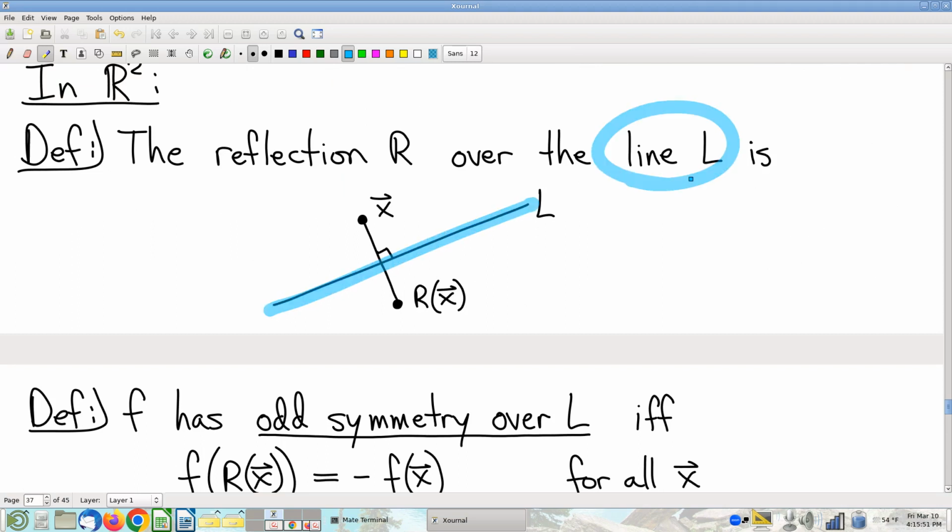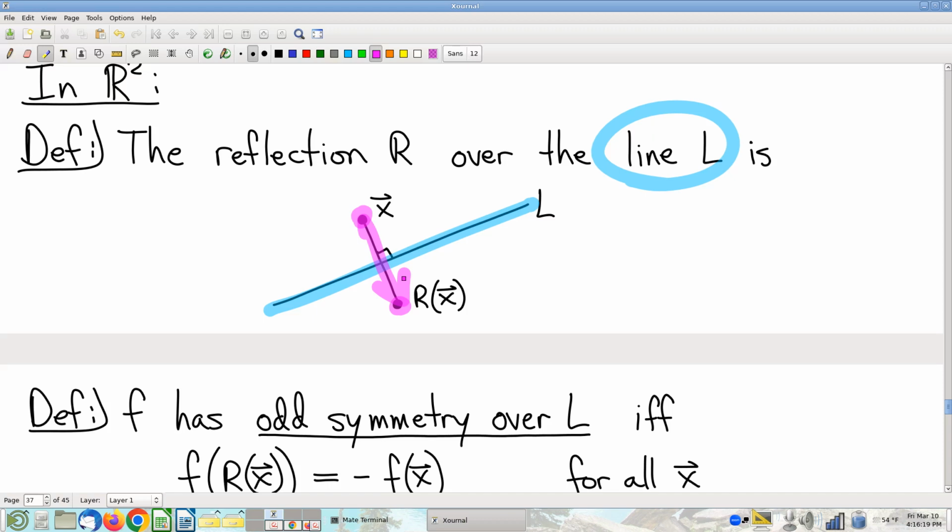And what does it look like to reflect over a line? Well, if you have a point here, that point sees its reflection right there. So the act of reflecting moves x to r of x per this picture. And now, of course, the details: how do I find the formula for this reflection? It depends on the line. And there's lots of lines that I might conceivably want to reflect through.